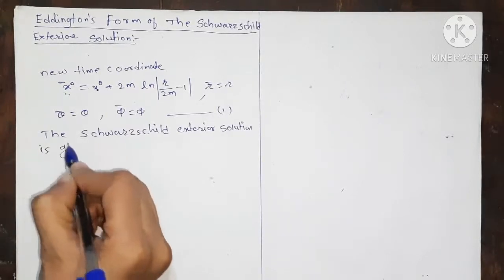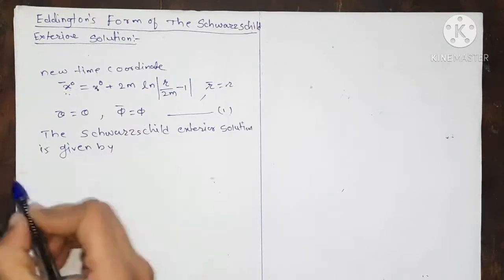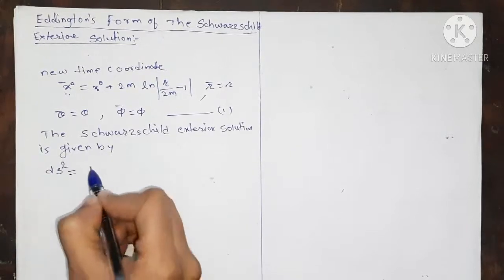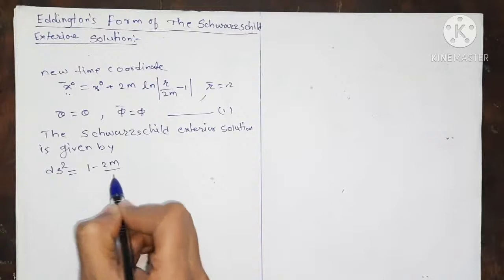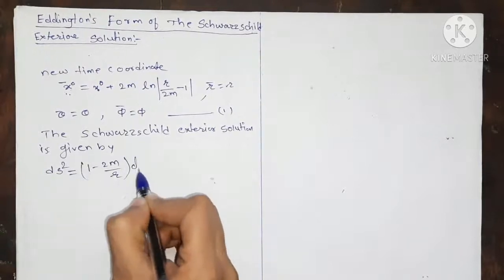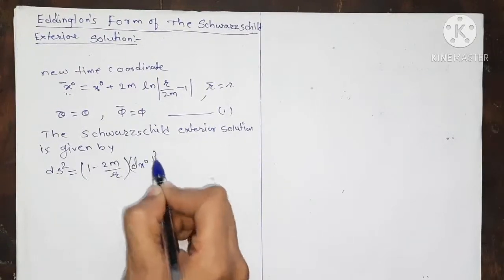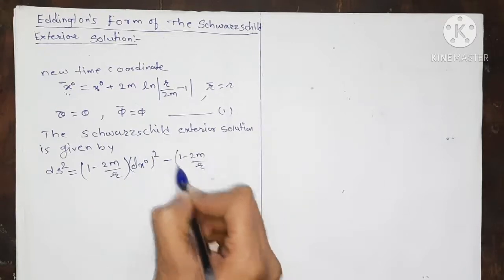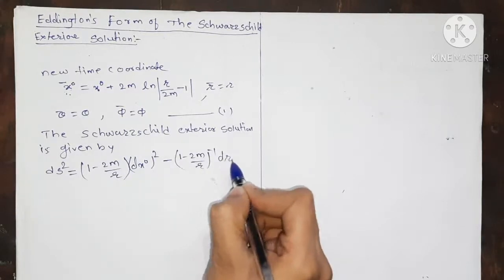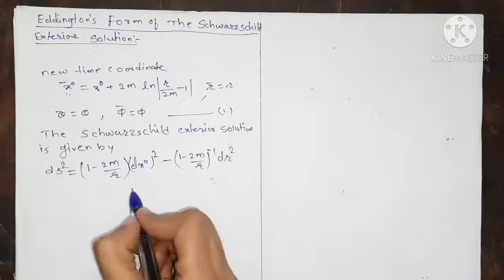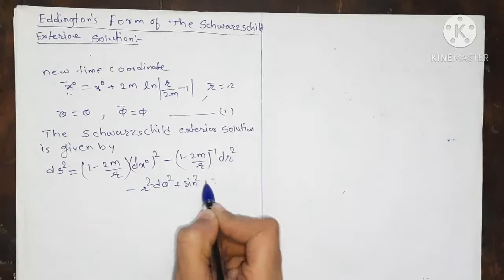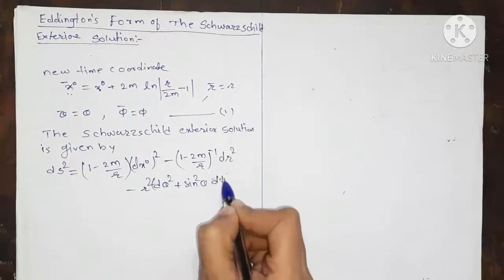what is the line element of that? It is ds square equals 1 minus twice m upon r dx0 square minus 1 minus twice m upon r inverse dr square minus r square d theta square plus sine square theta d phi square.